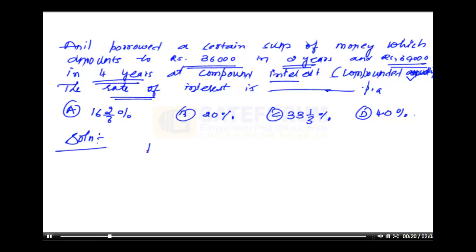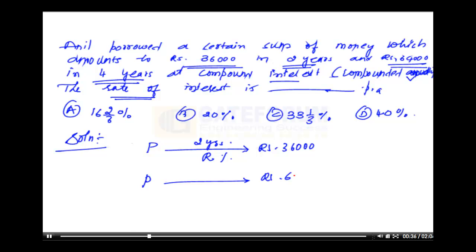Let us take the principal as some P. This P has become rupees 36,000 in 2 years. We don't know what the rate is, at some rate, say R%. Again, the same principal has become rupees 64,000 in 4 years at the same rate of interest. Now we have to find this rate of interest R.